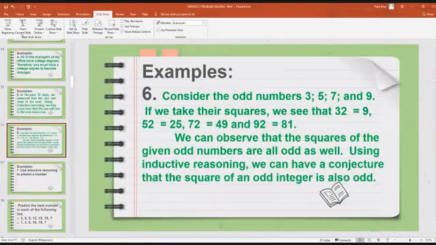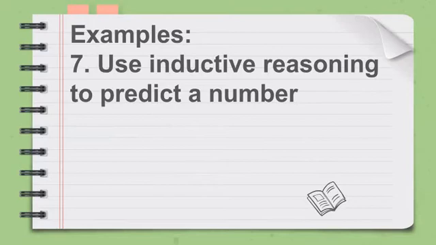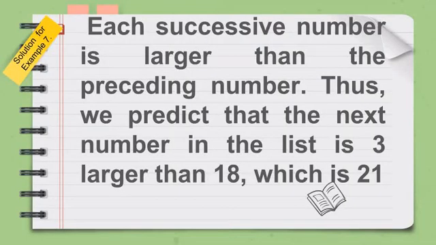Okay, here we are. We can have more examples as long as, from specific examples or observations, we make a conjecture or a general conclusion. That is inductive reasoning. And we can also use inductive reasoning to predict a number. Predict the next number: 3, 6, 9, 12, and based on these examples, you can say that the next number will be 15. So that is inductive reasoning.